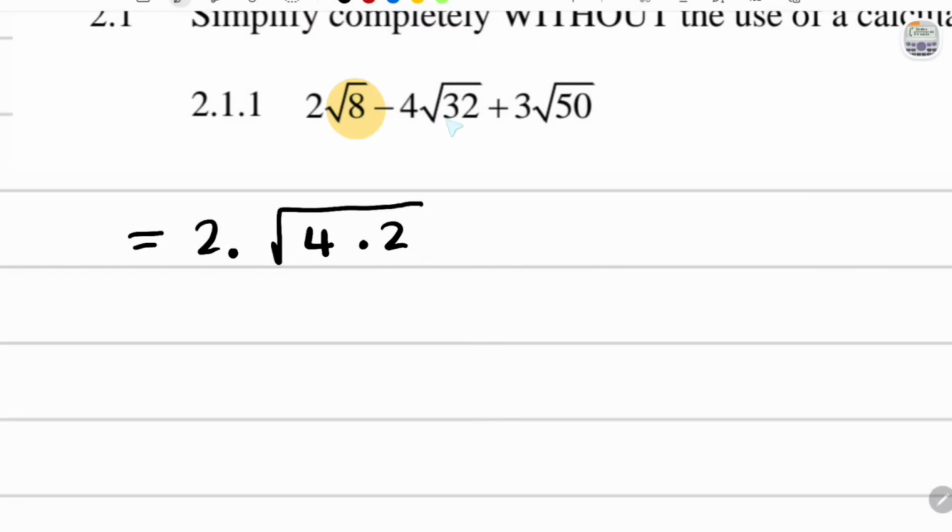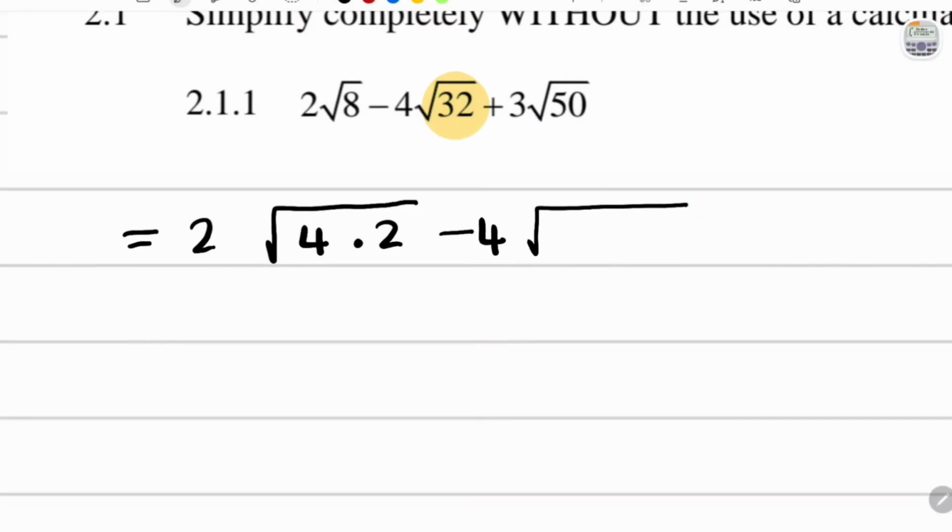Okay. Let's move on to the next part. The next one, we have minus 4 square root 32. We're going to do the same thing to 32. So minus 4 is still there. Whatever is going to come after is going to be multiplied by it. But we have the square root of 32 now.